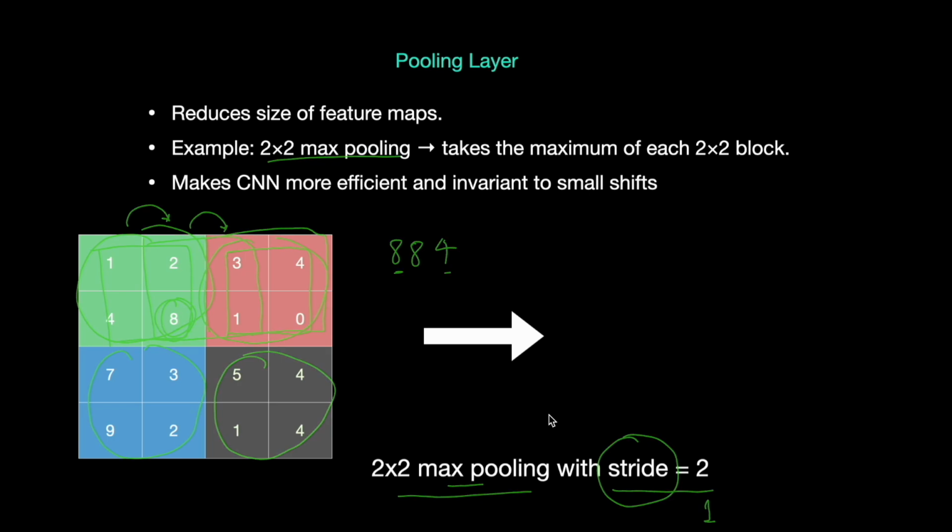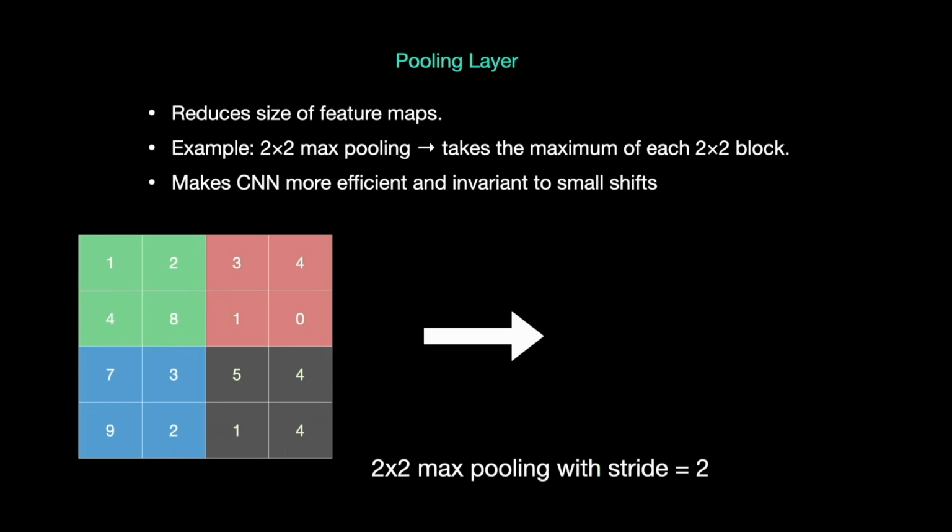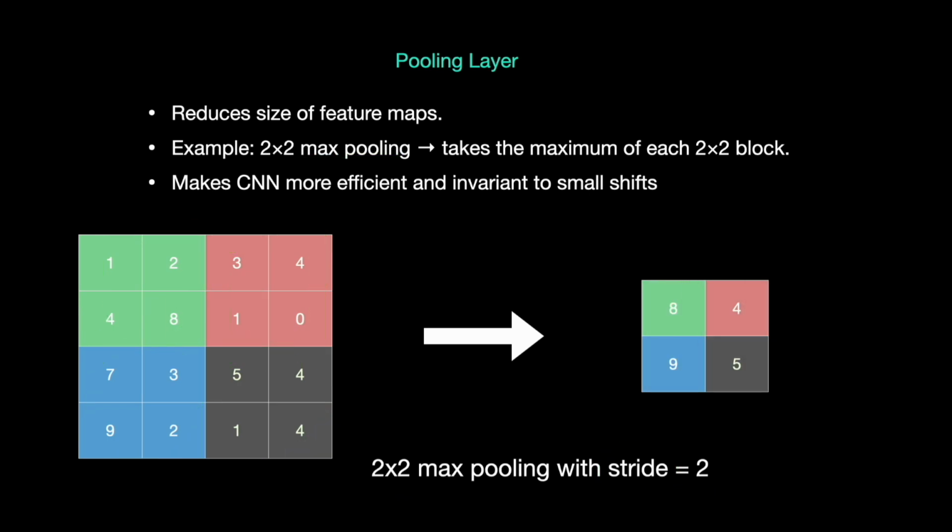So let's clear the screen. So here we are doing the max pooling with the stride of 2. So this would be the feature map. Okay. So 8, 4, 9, and 5, the maximum in each window. So we can see that the size of the feature map is reduced to its half. And that is why this feature map is also called reduced feature map or pooled feature map.